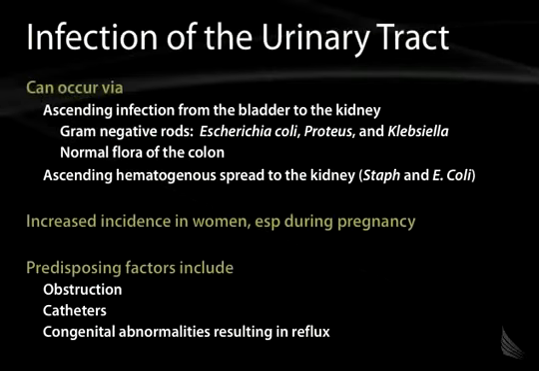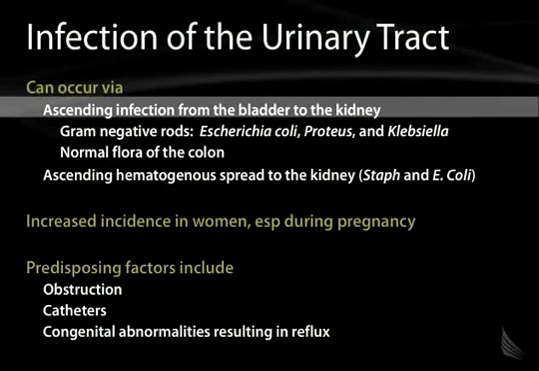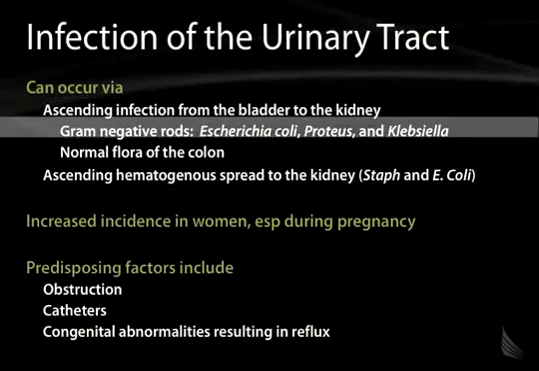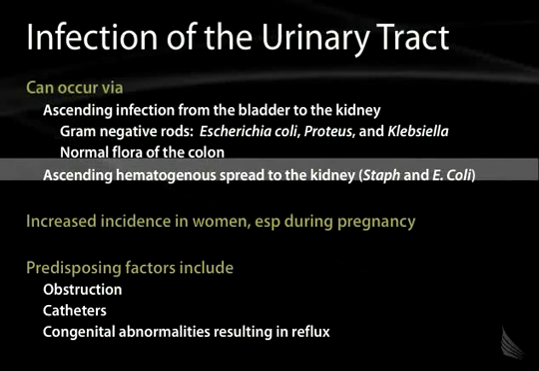Now, infection of the urinary tract can occur in two different ways. The most common way is an ascending infection from the bladder to the kidney. The most common causes of this are the common causes of urinary tract infections, things like E. coli, Proteus mirabilis, and Klebsiella. You can also get this from the normal flora, the gram-negative flora of the colon. The other way that you can get infections of the urinary tract are actually hematogenous spread of staphylococcal or E. coli infections from other sites in the body.